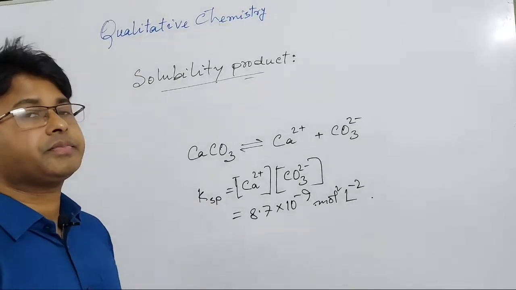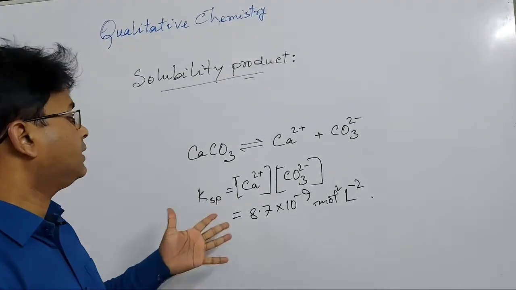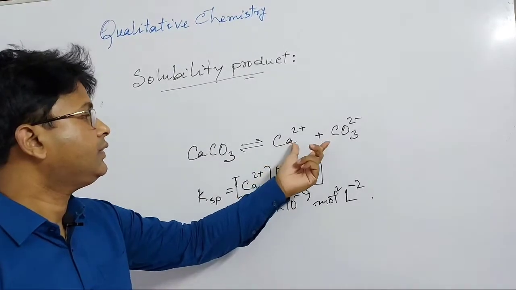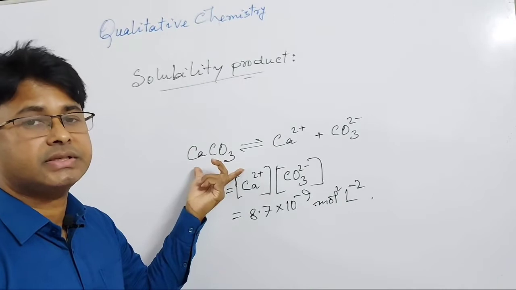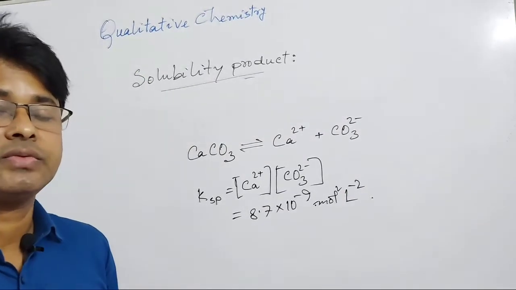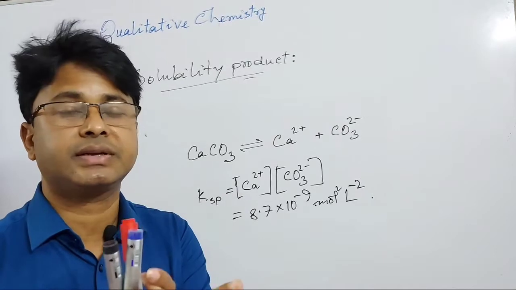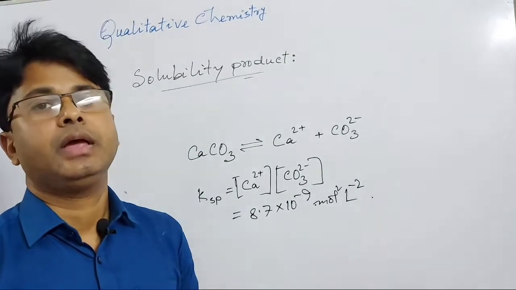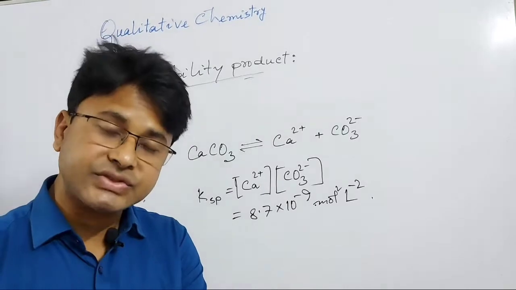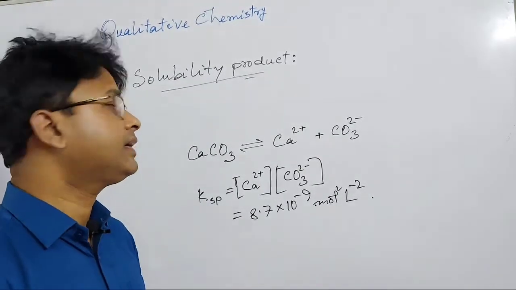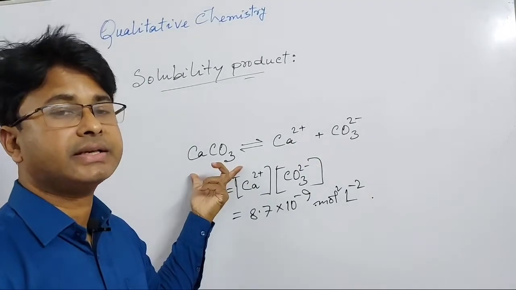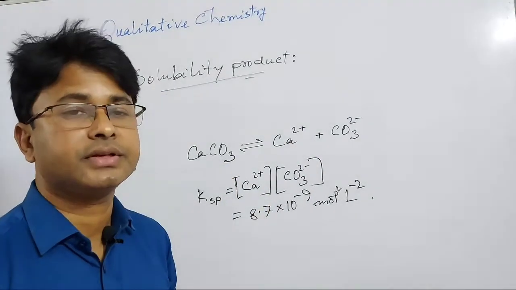So I can give the definition. At definite temperature, the multiplication of molar concentration of ingredient ions of a less soluble salt in the saturated solution is called solubility product. So dear students, what are the conditions of solubility product? Of course, the temperature is fixed, the salt will be a less soluble salt, and the solution will be a saturated solution. Then the multiplication of the molar concentration of ingredient ions of that less soluble salt is called solubility product.